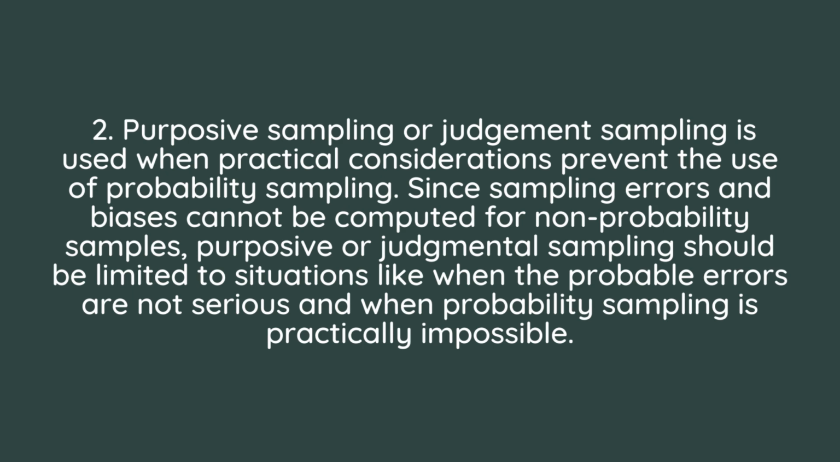Now, what about purposive sampling method? It is a judgment sampling used when practical considerations prevent the use of probability sampling. Since sampling errors and biases cannot be computed for non-probability samples, purposive or judgmental sampling should be limited to situations like when the probable errors are not serious and when probability sampling is practically impossible. So we are just selecting based on our judgment.